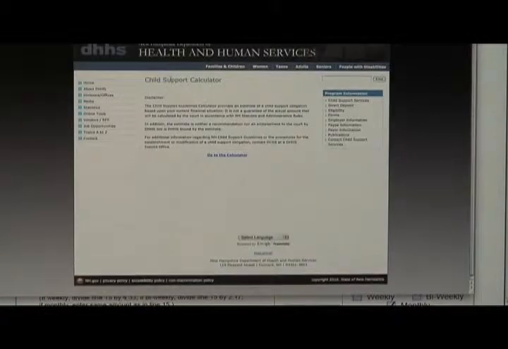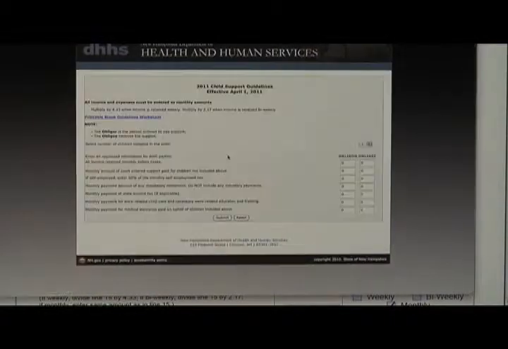There is also a quick, simple, and effective online calculator that can be used to come to the same result that we came to in this tutorial. That calculator can also be found on the Division of Child Support Services website.